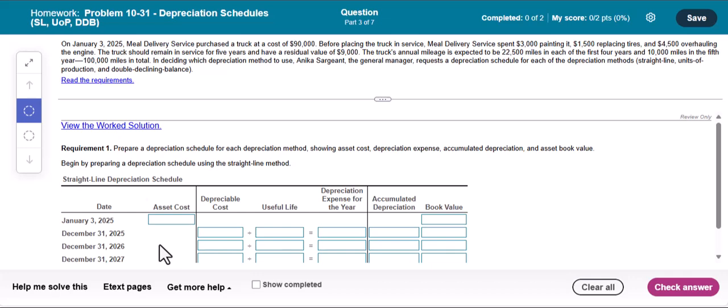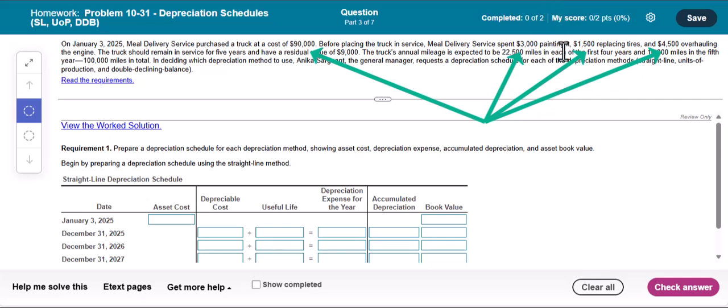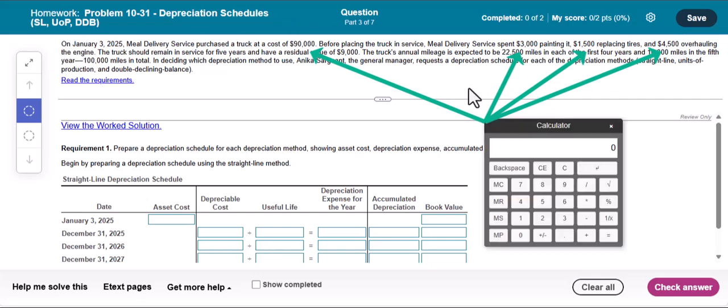So the cost of the asset, which is the truck, was the $90,000, but then we have to include all the other costs that were incurred to get the truck running. So for its first use, we have to add in the $3,000 paint job, $1,500 replacing tires, and $4,500 overhauling the engine. So let's go ahead and add those together. $90,000 for the truck, $3,000 for painting it, $1,500 for the tires, $4,500 for that engine. And that equals $99,000. And go ahead and input that for the asset cost.